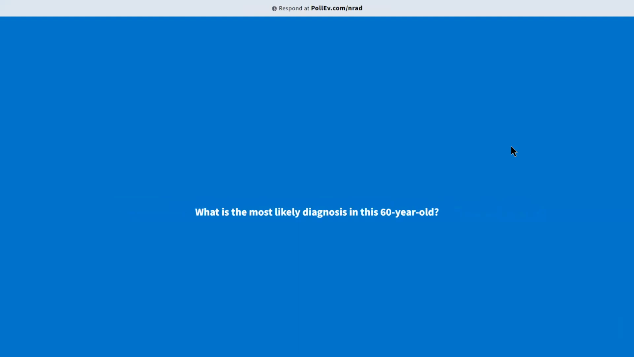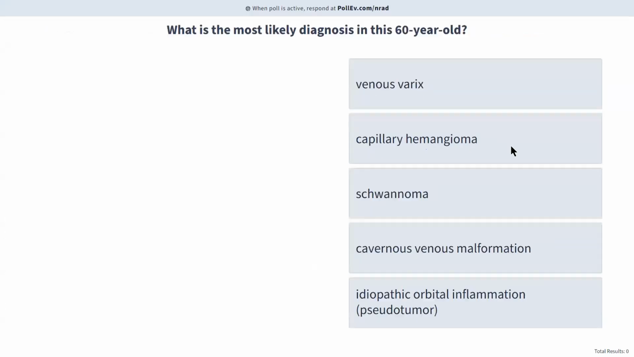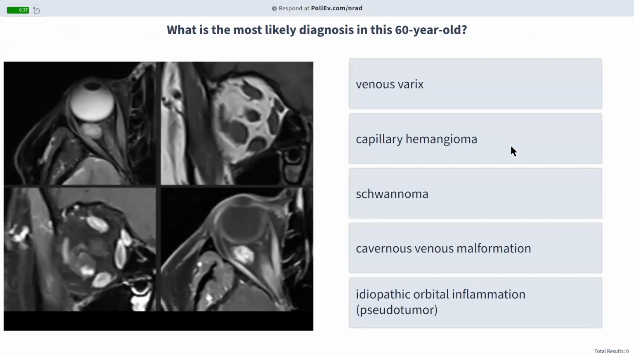Next question is, what is the most likely diagnosis in this 60-year-old patient presenting with diplopia? An axial T2 weighted image with fat suppression, coronal T1 weighted image without fat suppression, coronal T1 post-contrast sequence, and then a subsequent axial T1 post-contrast sequence. Both of these are with fat suppression.